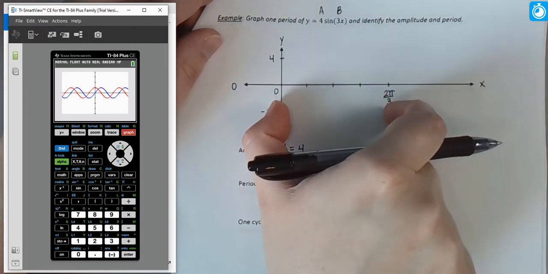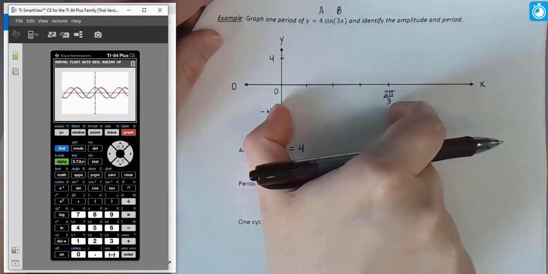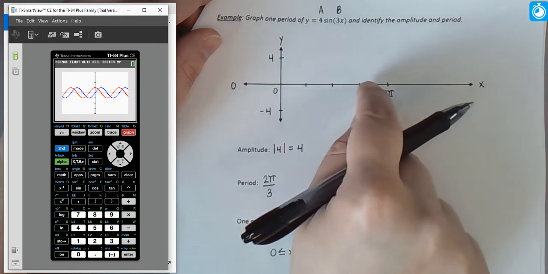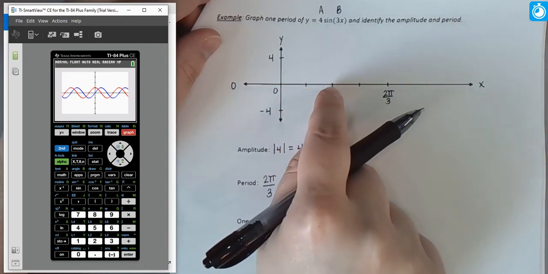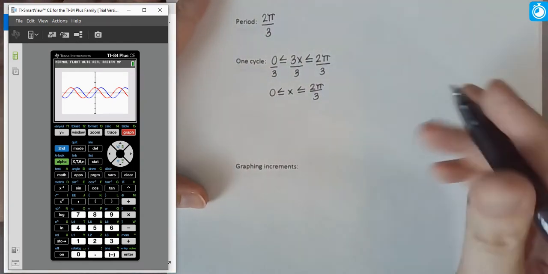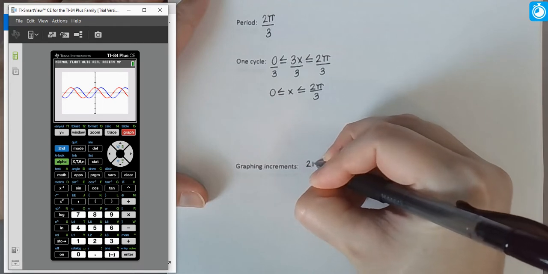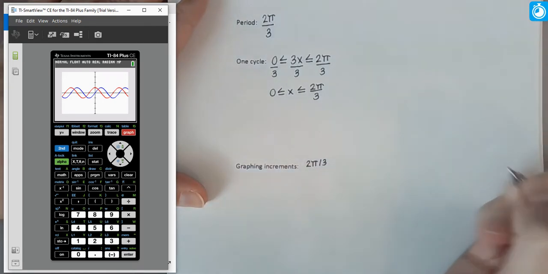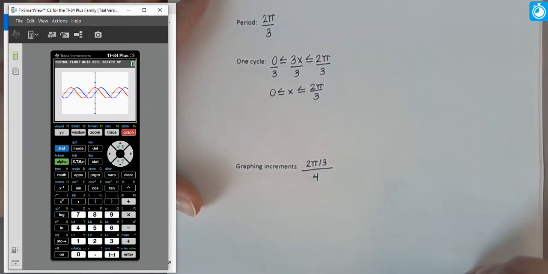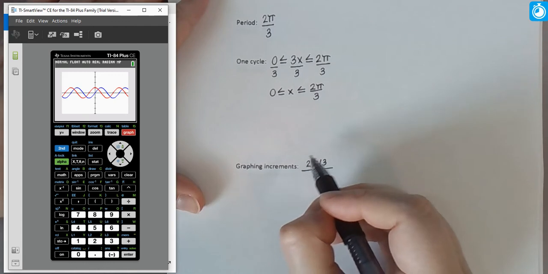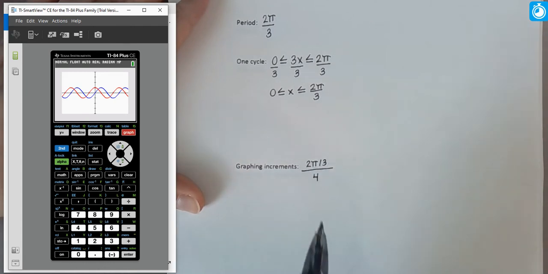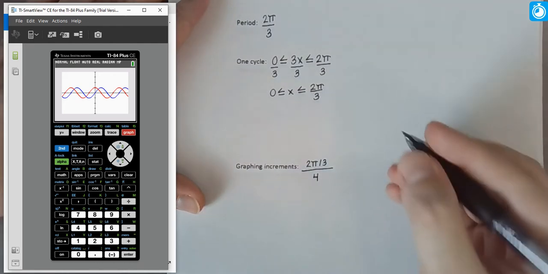So the actual distance from where we start to where we finish is 2 pi over 3. So if we take 2 pi over 3 and divide it up into 4 equal parts, that will tell us how far apart each one of these marks is, and that's going to help us label everything we need from there. So our actual increments are going to be 2 pi over 3, the period, divided by 4 units apart. In other words, we're taking our period, dividing the full period into 4 equal parts in order to label where those new increments are going to be.